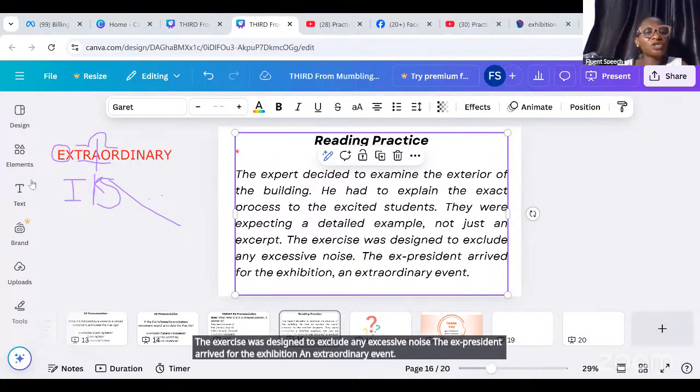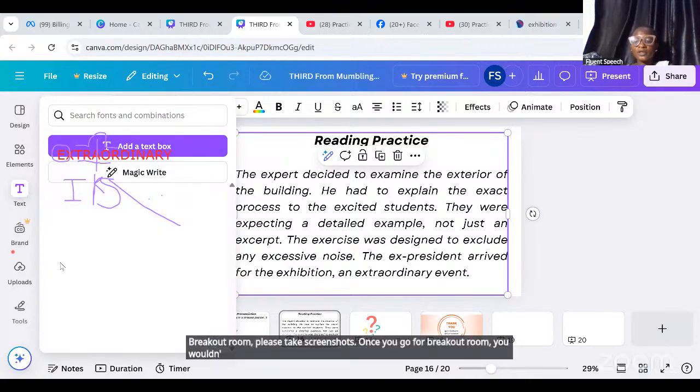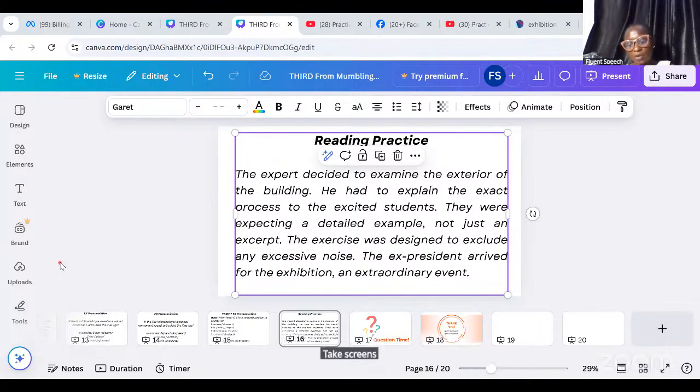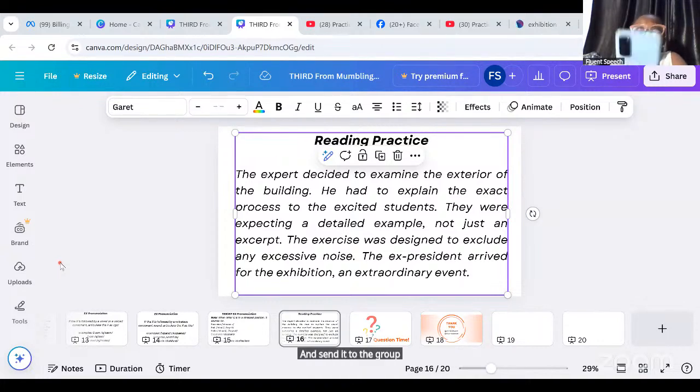Breakout room, please take screenshots. Once you go for breakout room, you won't see all of this again. Take screenshots, write it out. Once you go for breakout room, you won't find them again. Let me take a picture as well and send it to the group for the sake of those that would still not have it.